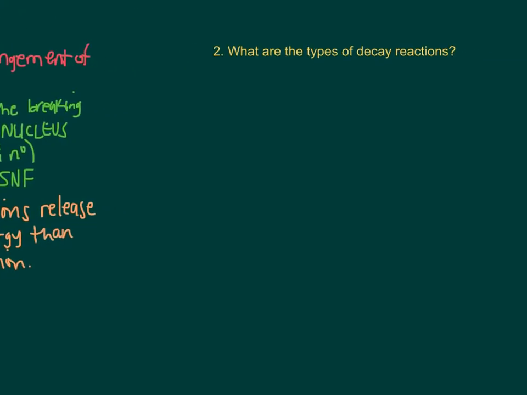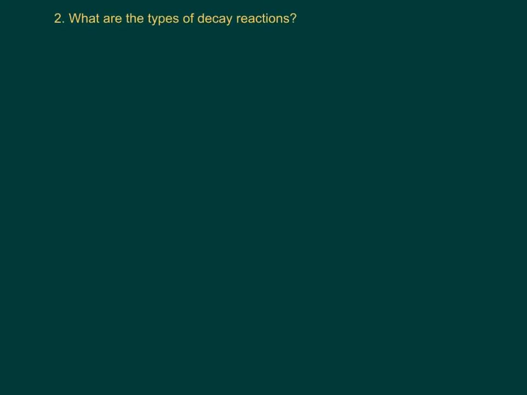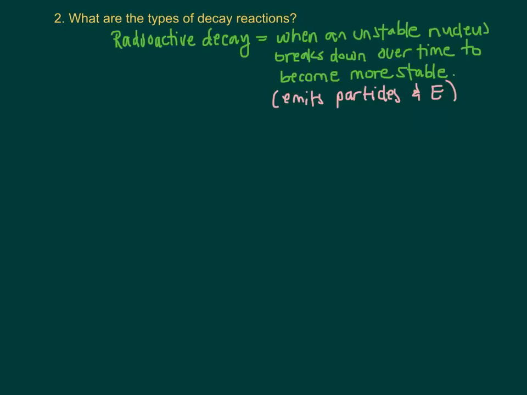Okay, so let's talk about the types of decay. First of all, if you'll remember, radioactive decay from the last video is when you have unstable nuclei. Certain isotopes are very unstable and they break down over time to try to become more stable. So in the process, they emit particles or little chunks of the nucleus, as well as sometimes some energy.